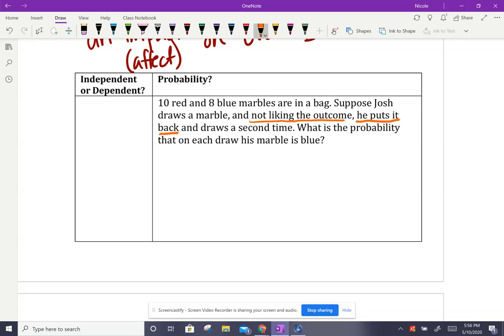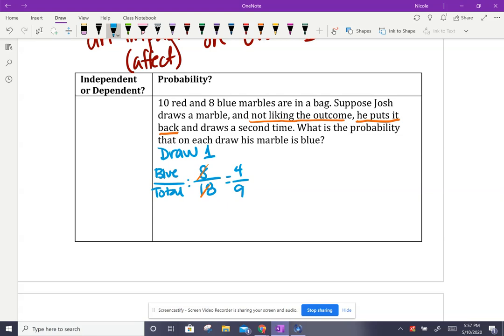So this is very important. The key word here is that he puts it back. He puts the marble back in the bag. So with that first draw, we're going to say draw 1. The probability that it is blue, there's a total of 8 blue marbles over a total of 18 marbles in the bag. If I reduce this, those are both divisible by 2. We get 4/9.